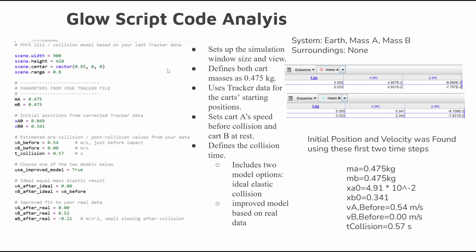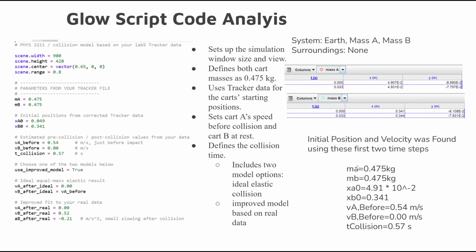I defined both cart masses to be 0.475 kilograms. I used Tracker data for the cart starting positions. I set cart A speed before the collision and cart B at rest. And I defined the collision time. I included two model options, the ideal elastic collision and an improved model based on real data. The initial position and velocity was found using the first two time steps.